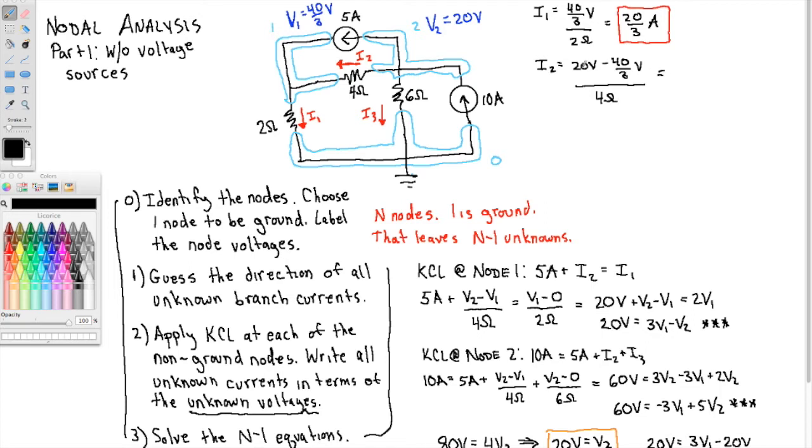Okay, so if I get that, I need a common denominator in the numerator of that fraction. So 20 volts is 60 volts over 3. 60 volts minus 40 volts is 20 volts. 20 volts over 3 divided by 4 ohms. That's 5/3 amps. Again, it's positive. That means we guessed the correct direction of I2.